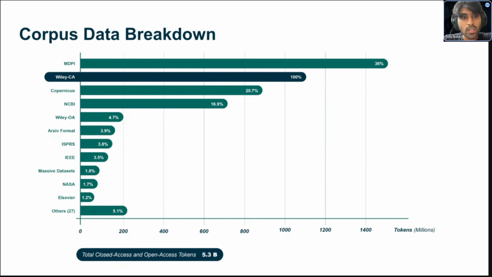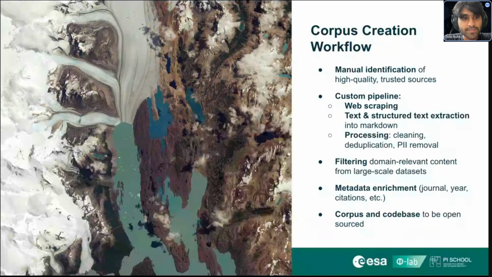Next slide, please. Yeah. In terms of breakdown itself on a more granular level, these are the sources it came from. So the green ones that you see are all open access ones, that is MDPI, Copernicus, NCBI, arXiv format, and so on. And the dark blue that you see, the Wiley, is closed access, and this is a breakdown of all the tokens that we had.